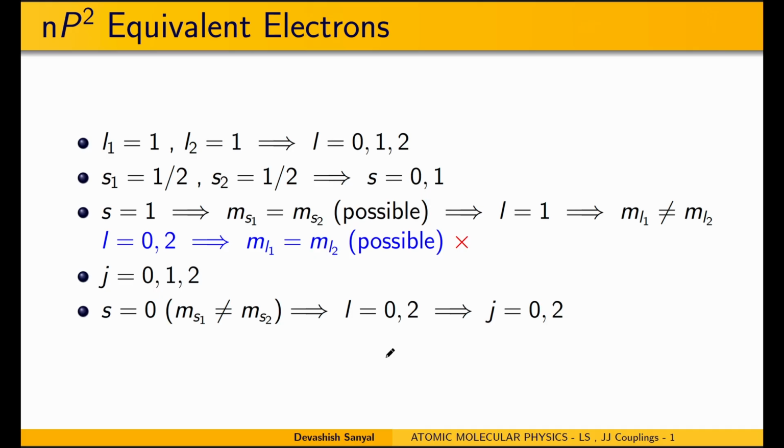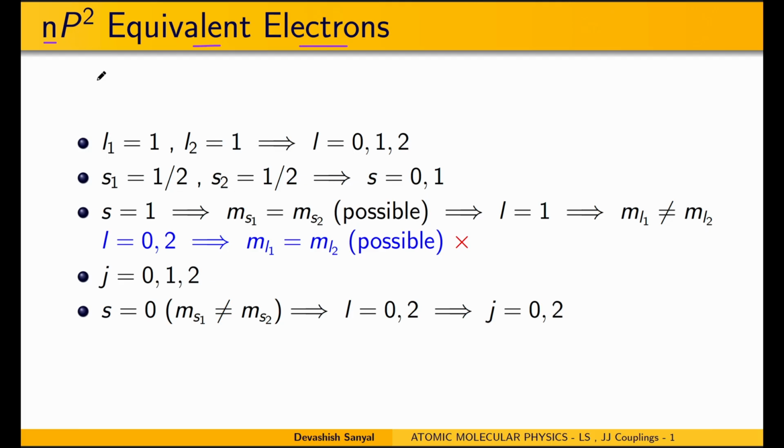Now we go to an interesting case of what we call equivalent electrons. So equivalent electrons, np². Why do we call them equivalent electrons? Here we have 2 electrons in the p orbital, and the principal quantum number is the same, and both electrons have the same orbital quantum number, that is, l is equal to 1.